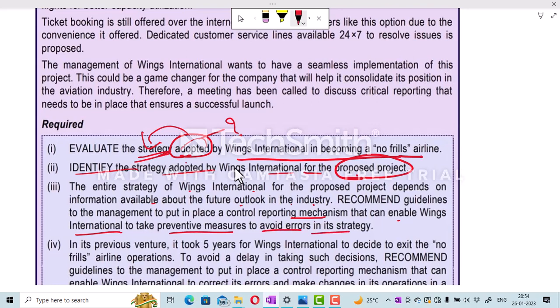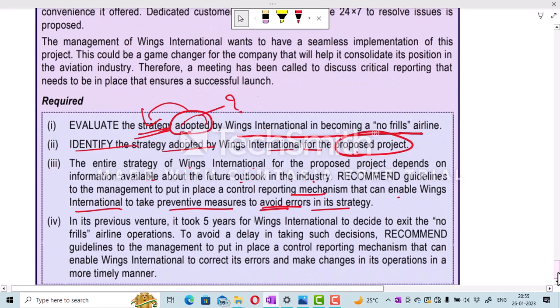Okay, they are asking for a strategy which can be enabled in advance, so that errors will be avoided. In its previous venture, it took 5 years for Wings International to decide to exit the no-frills airline operations. To avoid a delay in taking such decisions, recommend guidelines to the management to put in place a control reporting mechanism that can enable Wings International to correct its errors and make changes in operations in a more timely manner.